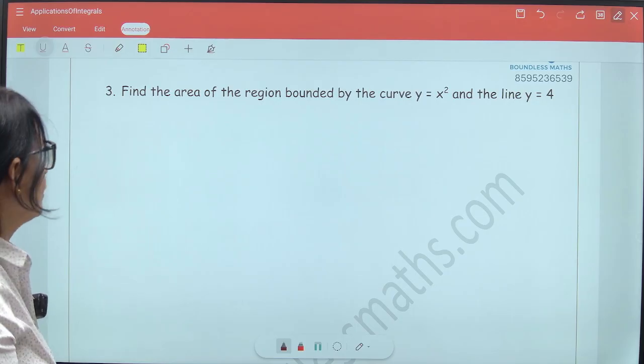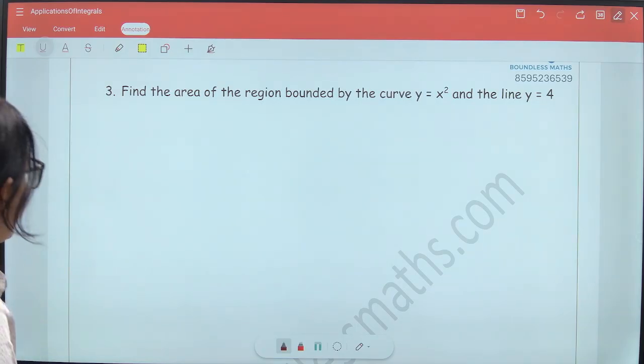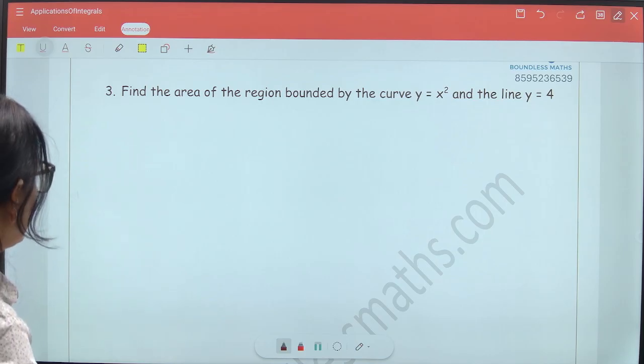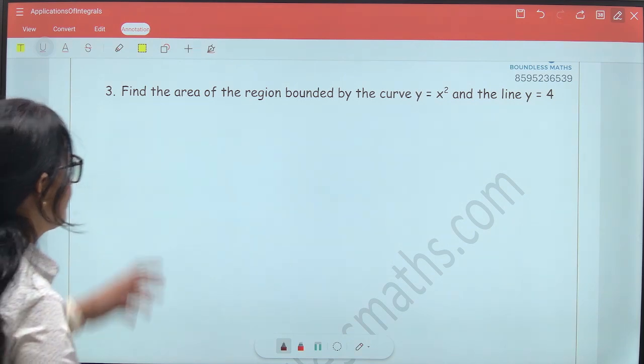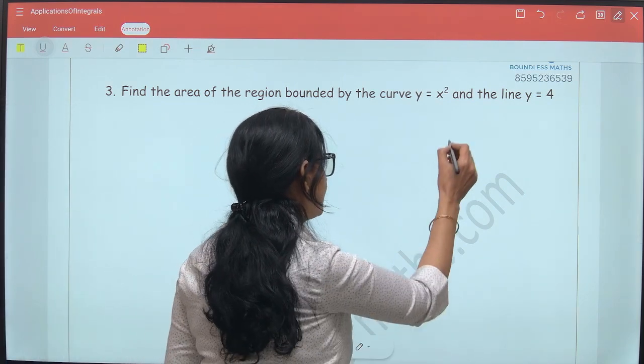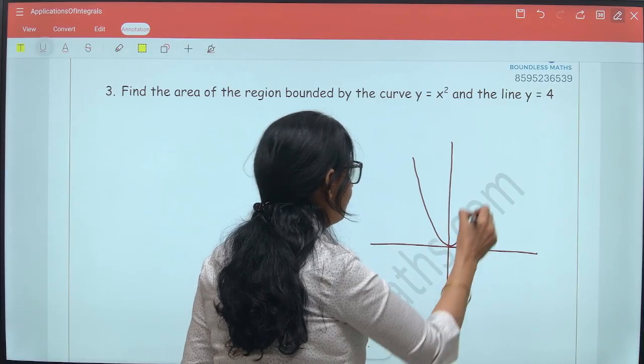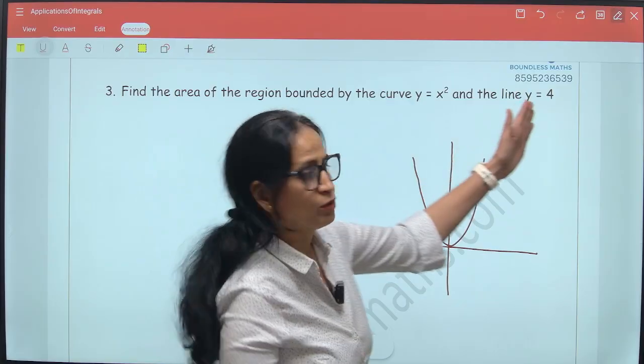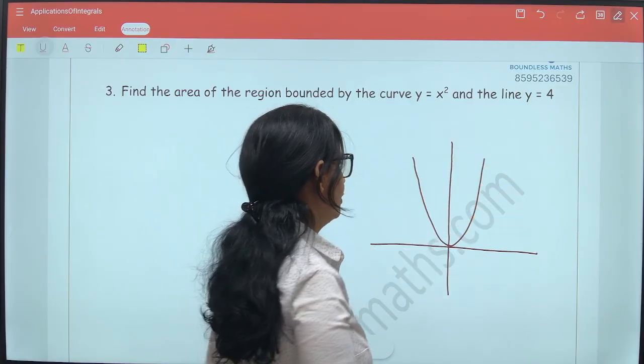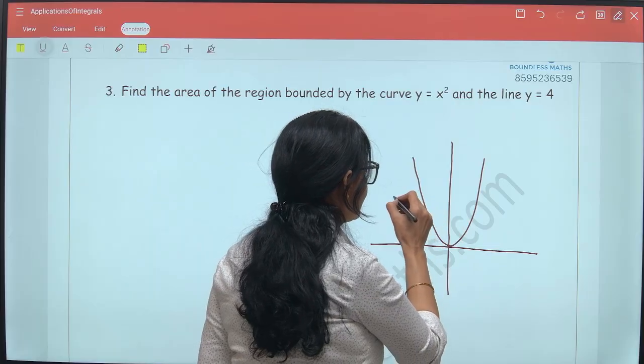Find the area of the region bounded by the curve y is equal to x square and the line y is equal to 4. Now here the parabola will be, which parabola is this? X square equals y. That means the parabola is opening upwards. What is the equation of the line? Y is equal to 4. Where is y is equal to 4? It's somewhere here.